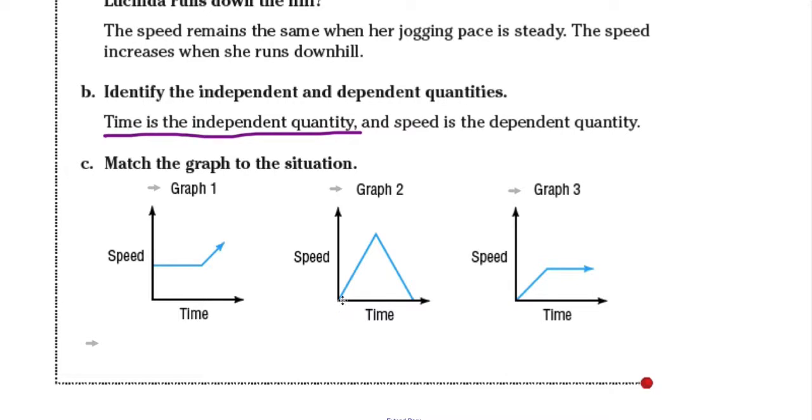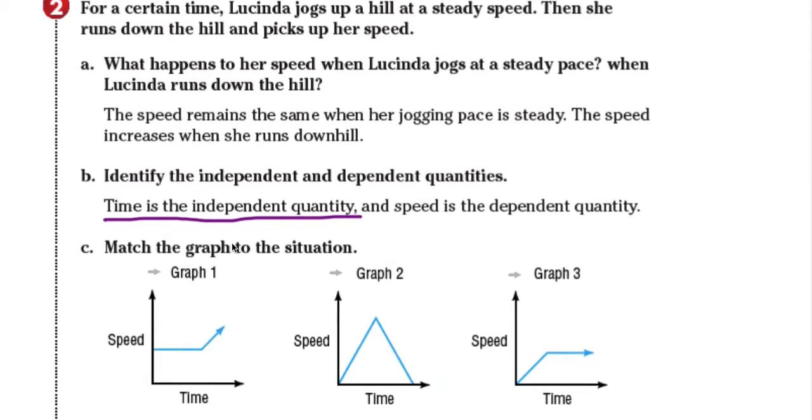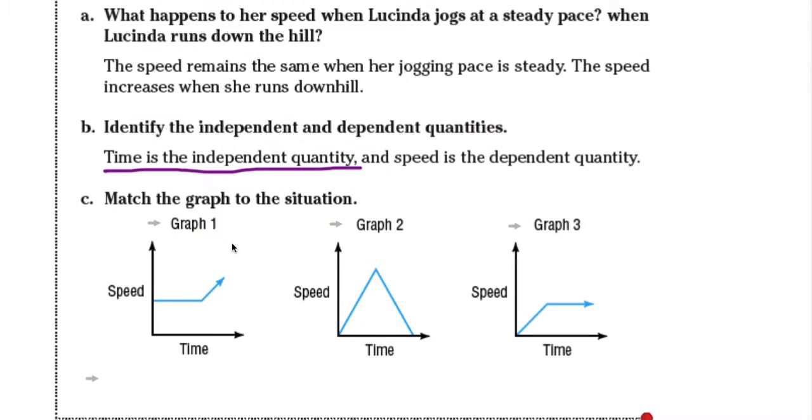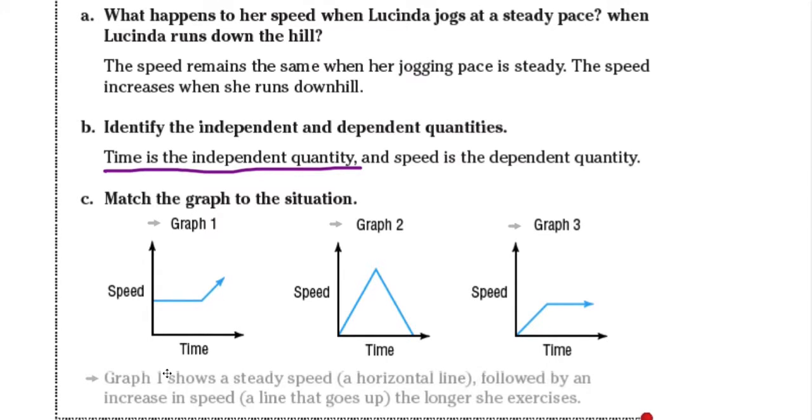In graph number 2, her speed increases, but at a certain time her speed begins to go down. In graph 1, her speed is constant, and then at a certain time it begins to increase. So if you notice, in terms of Lucinda's situation, the speed remains the same when her jogging pace is steady, then the speed increases when she runs down the hill. We have graph 1 that best describes Lucinda's situation. Okay?